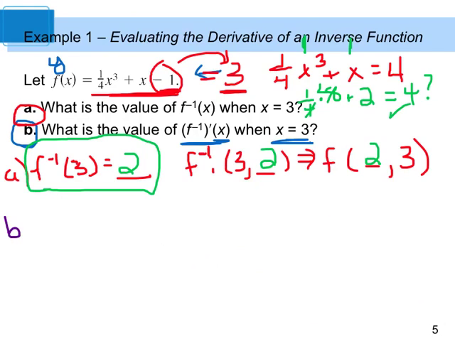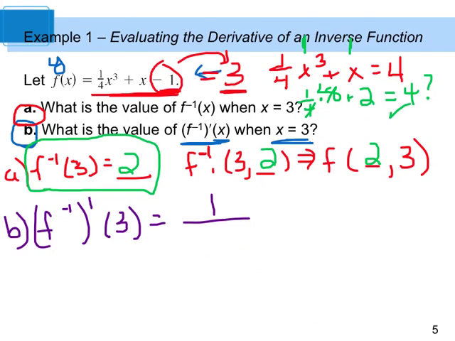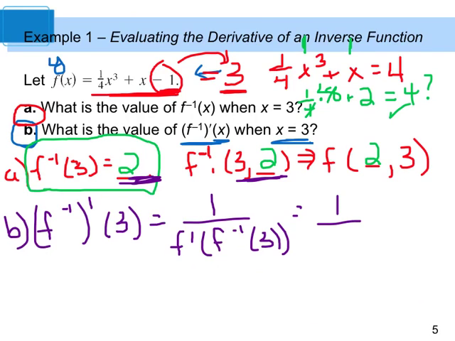Okay, now it's going to be easier for me to answer B. What's the value of f inverse prime of 3, the derivative of the inverse? Well, there was a formula. Go back and look at it again if you didn't get it. The derivative of the inverse at 3 is 1 over f prime of f inverse of 3. Well, that's what we just found in part A, right? f inverse of 3 is 2. So now we know we want 1 over f prime of 2.